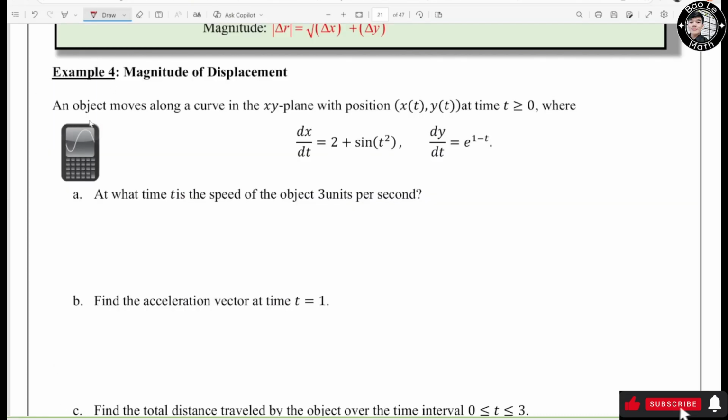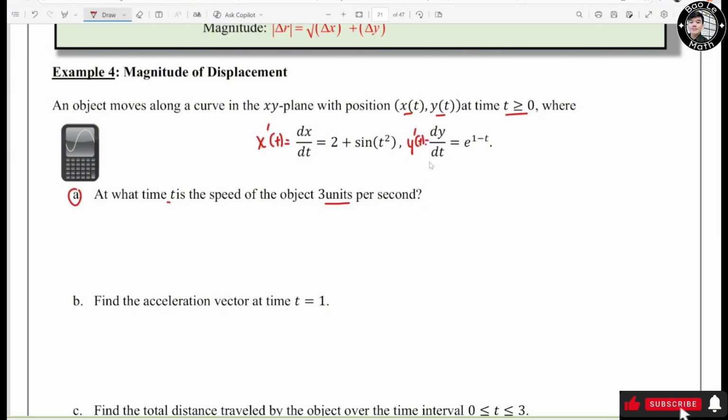An object moves along a curve in the xy plane with position s of t and y of t at time t greater than or equal to 0, where ds over dt equals 2 plus sine t squared. So this guy is actually s prime of t, right? And this guy is actually y prime of t. Alright, now question A. At what time t is the speed of the object 3 units per second?